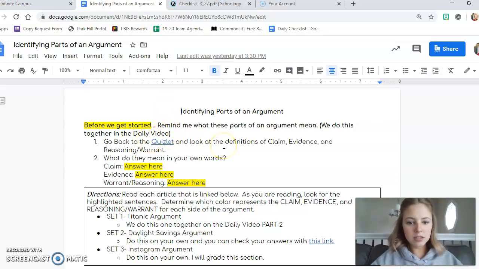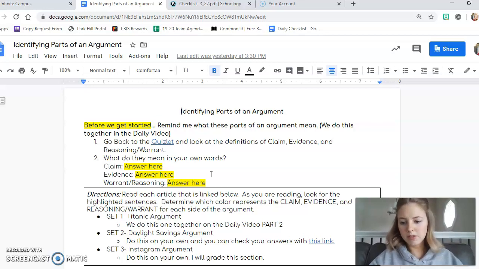As we get started with this identifying parts of an argument, I'm going to be modeling a lot of stuff for you here at the beginning so that you kind of get a feel for what it should look like as you get started. What I might suggest is that you do a split screen right now and have my video up on one side and have the assignment up on the other. So go ahead, maybe pause this video real fast, get the assignment up so that you can be typing as the video plays.